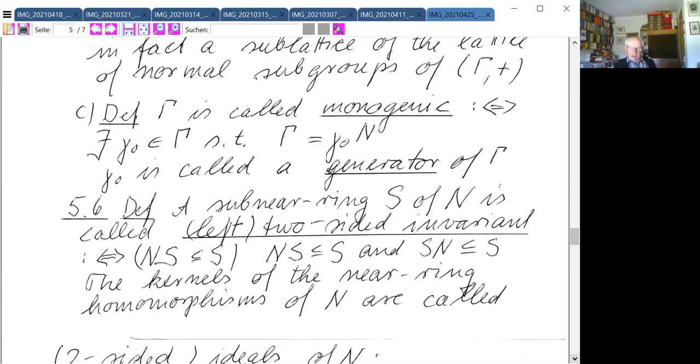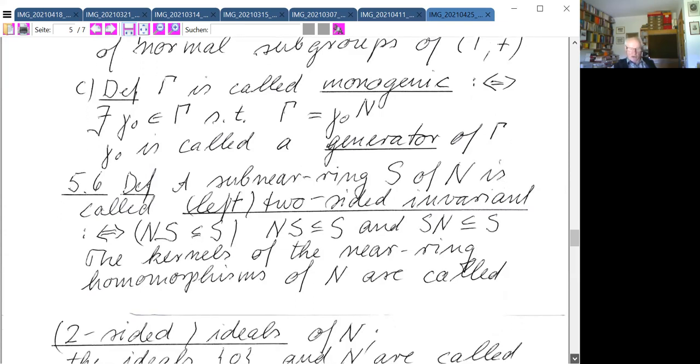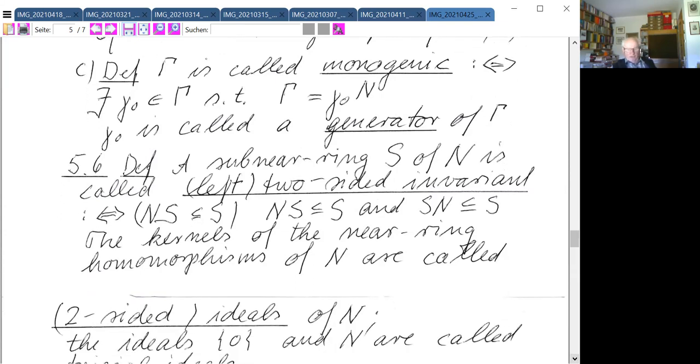Then, at a certain point for the further discussion, we need the concept of a subnearring S of N to be left invariant or two-sided invariant. In the first case, if NS is contained in S, or if both relations hold, NS contained in S and SN in S.